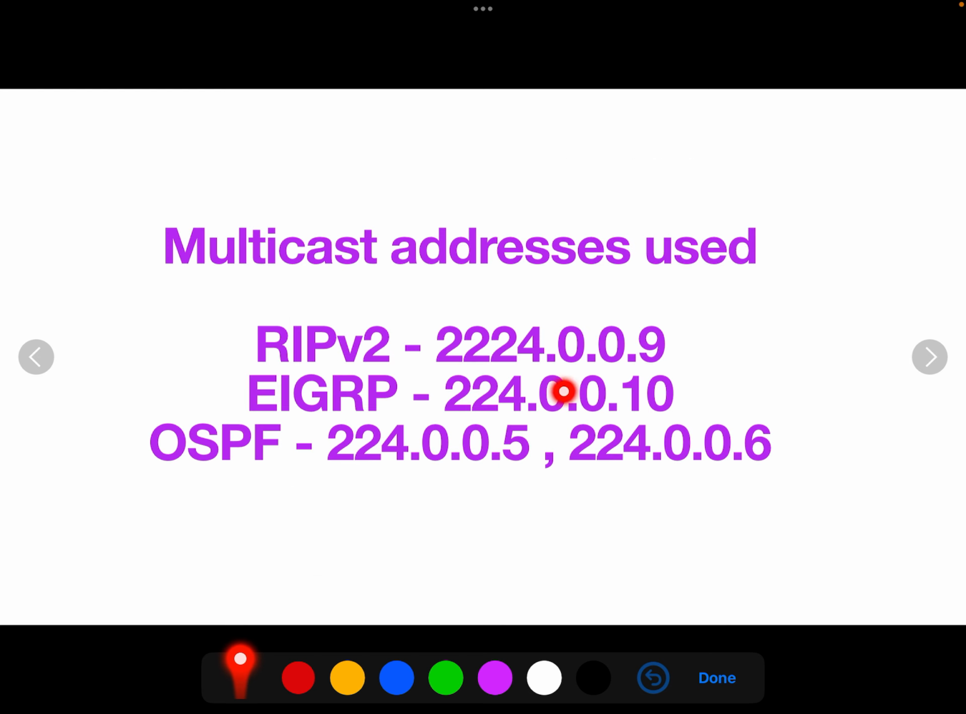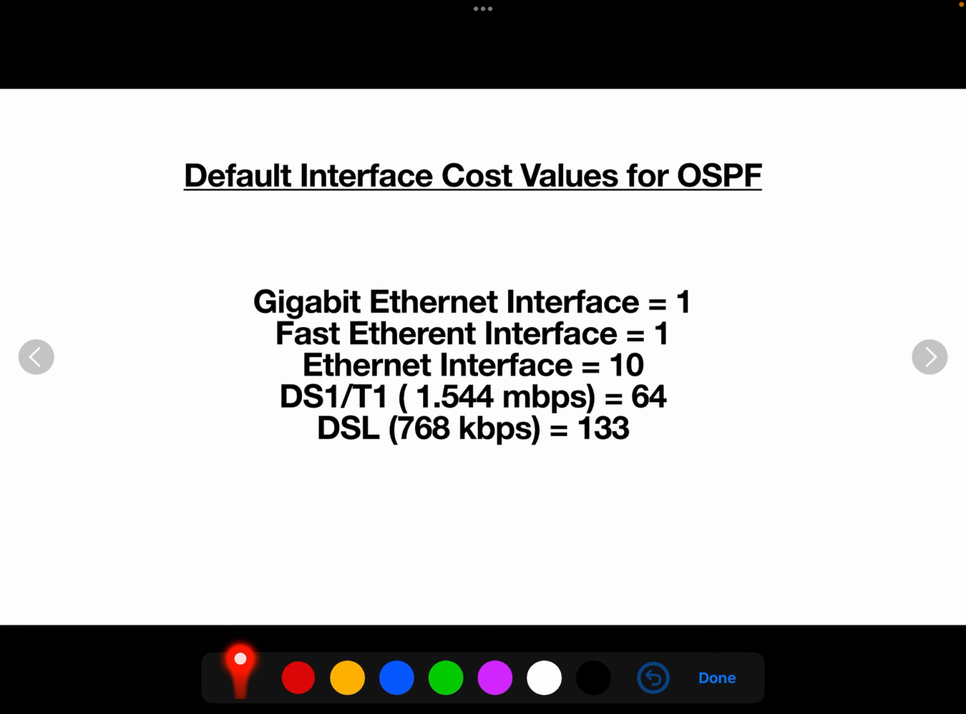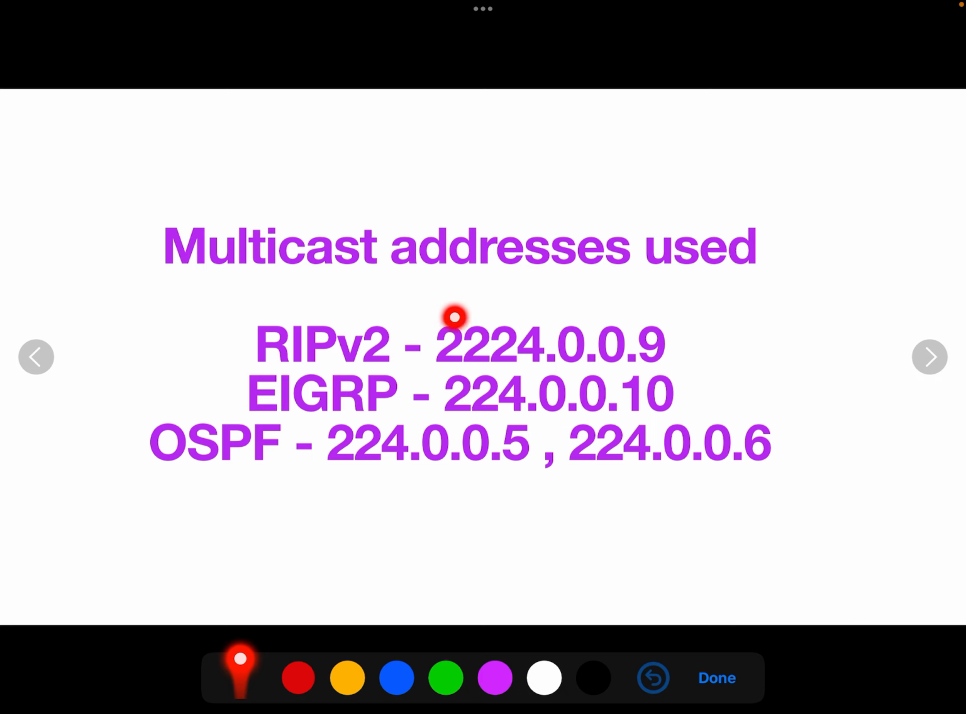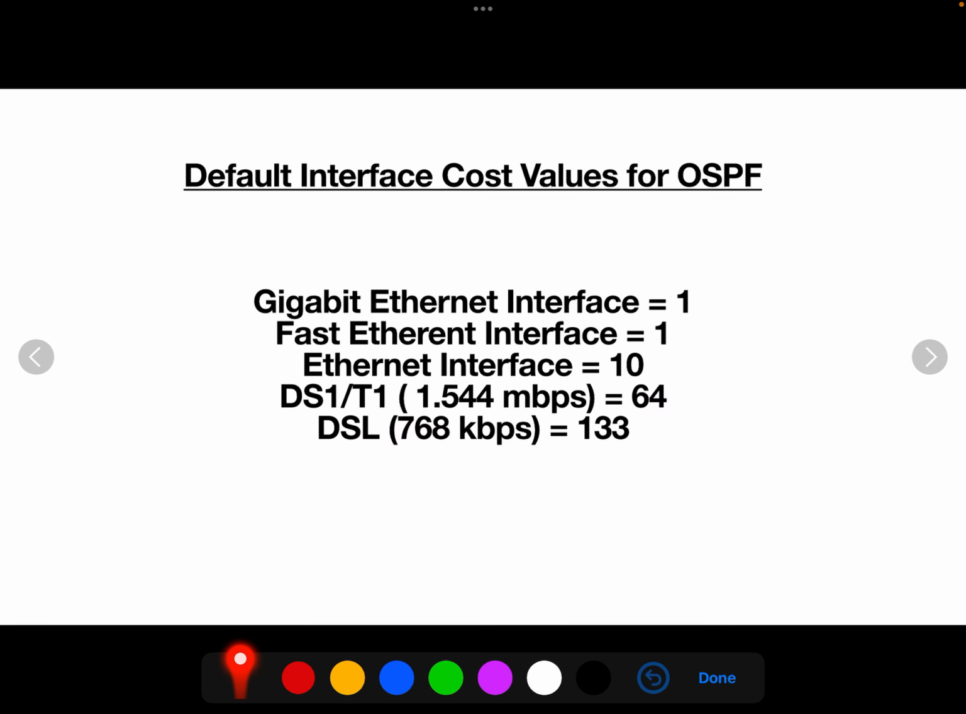EIGRP uses 224.0.0.10 and RIP uses 224.0.0.9. So those are the multicast addresses. Sorry, please ignore that. 224.0.0.9, 224.0.0.10, 224.0.0.5, and 224.0.0.6 for OSPF. These multicast addresses are being used by these three interior routing protocols.